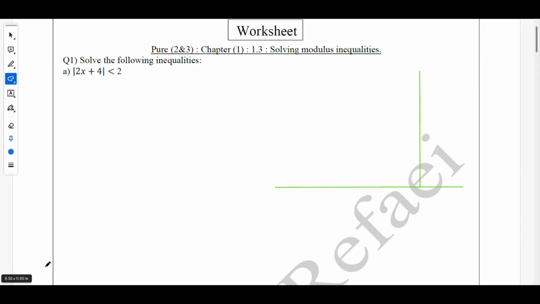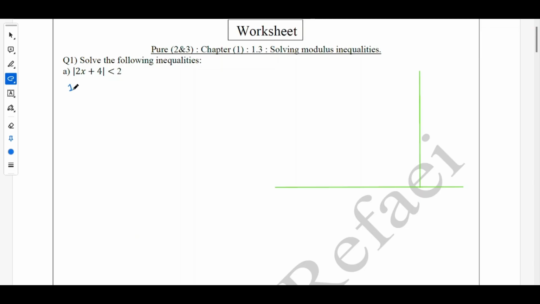Before I start this class, you have to watch topic 1.1, solving modulus equations. I'm going to use the same method I used to solve modulus equations, but put in one or two extra steps. We said to solve a modulus equation, we have three ways. Way number one, sketching. Way number two, change sign. And way three, the squaring method. I'm going to use one of the three ways and add an extra step to solve a modulus inequality: modulus 2x plus 4 less than 2.